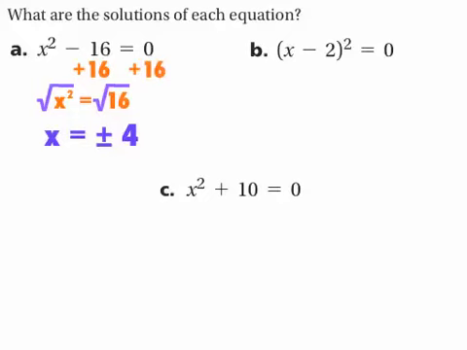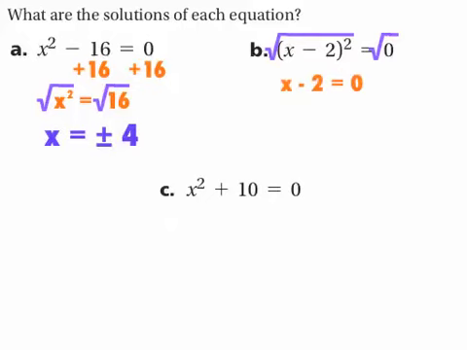If you look at example B, in parentheses we have x minus 2, close parentheses, squared, equals 0. Because I'm squaring the binomial x minus 2, I'm going to have to take the square root of both sides first to get the binomial x minus 2 outside of my parentheses. Remember, the square root is the opposite of squaring. So the square root of x minus 2 squared is just going to leave you with x minus 2. And the square root of 0 is 0. So we have x minus 2 equals 0.